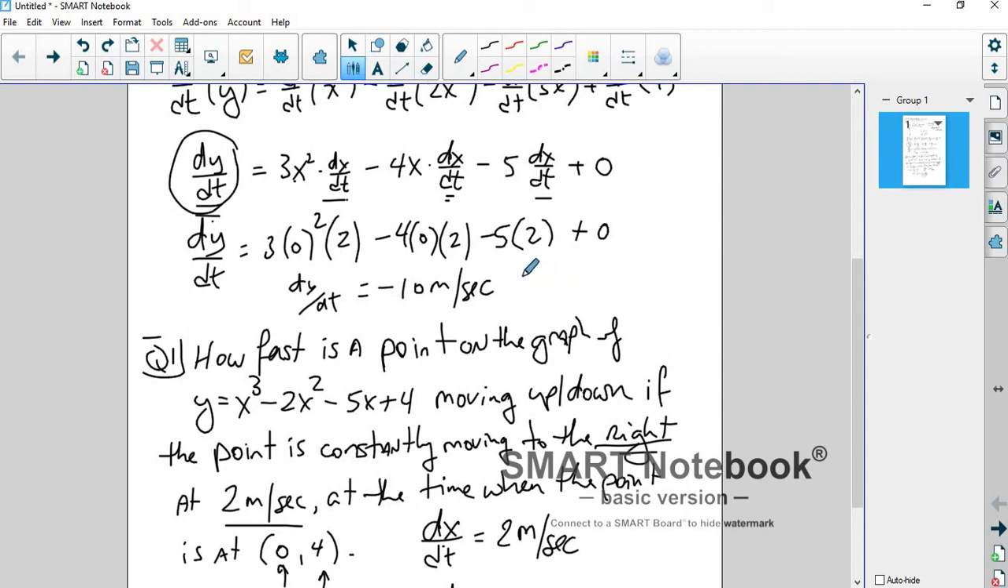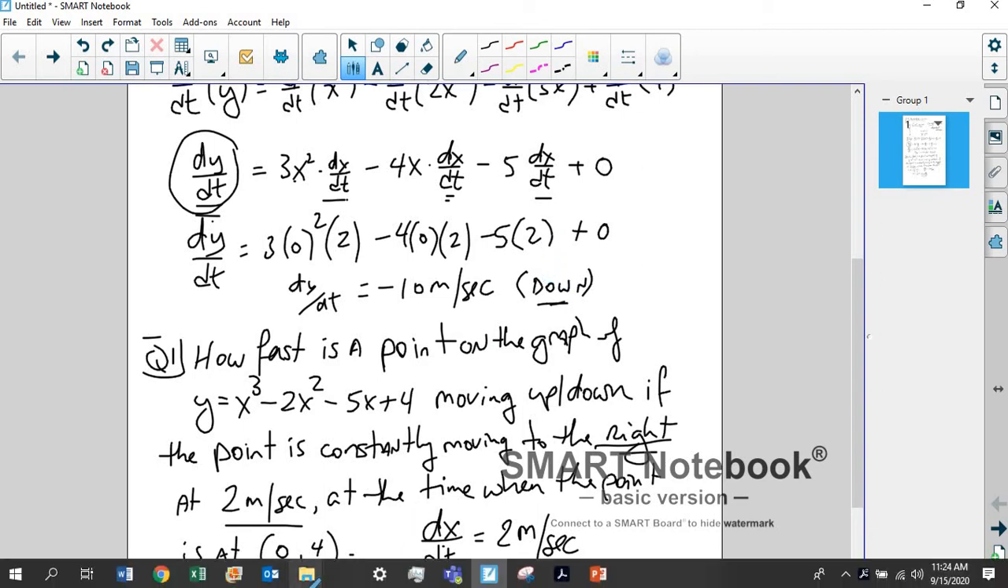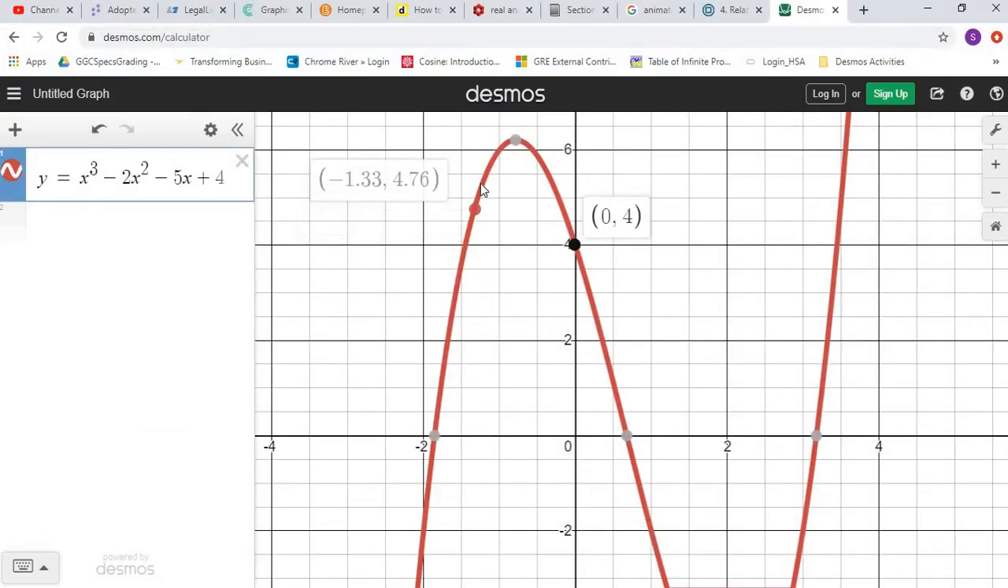So that means it's moving down, right? Because it's negative. Negative y is down. It's moving down the graph at 10 meters per second compared to it moving to the right at 2 meters per second. And you can kind of see that that would be true. If we're coming up, then we're coming back down, right? It makes sense that we're moving down at least, and because it's so much steeper here, we expect the change in y to be significantly larger than the change in x. Okay? So that's the idea.